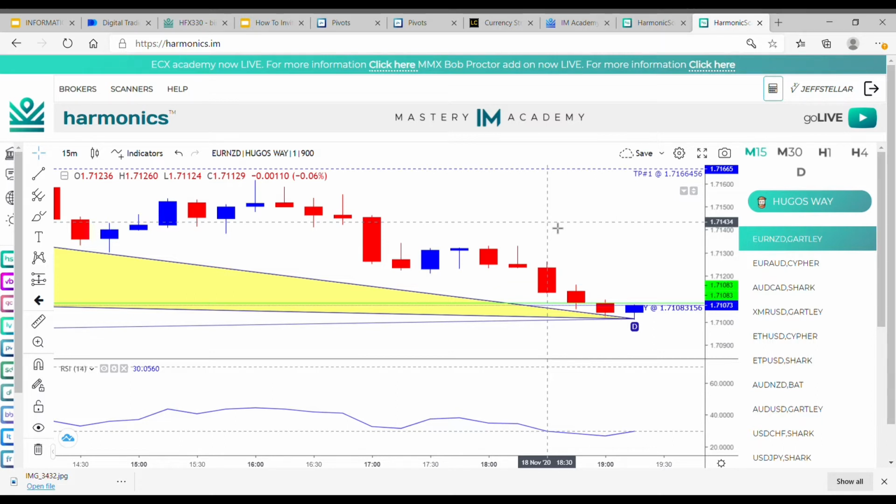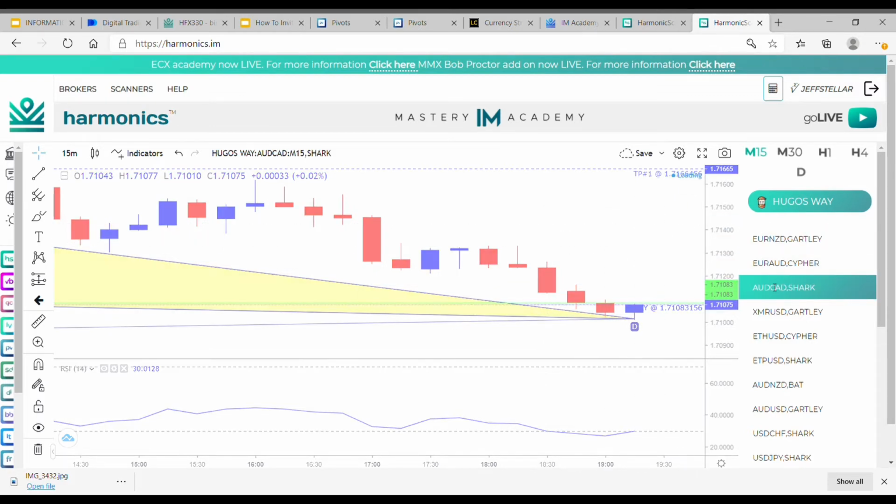So don't think about it too much, family. The scanner takes all that work and does it for you. So please don't think too hard on it. You don't need to worry about whether it's Gartley, Cypher, or Shark. The only one that really matters, family, is going to be Shark.